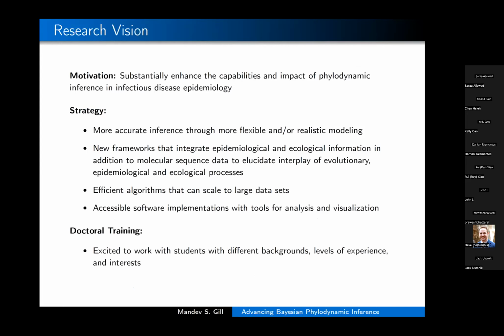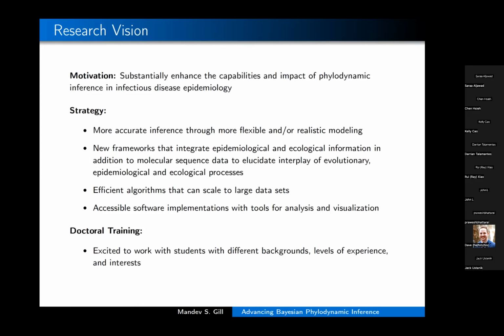And I want to just talk briefly about my vision for research moving forward. So the motivation for my work is to substantially enhance the capabilities and impact of phylogenetic inference in infectious disease epidemiology. But I want to add that the statistical and computational methods I plan to develop will be much more widely applicable to study a broad range of questions in evolutionary biology. And my strategy for achieving my goals has several parts.